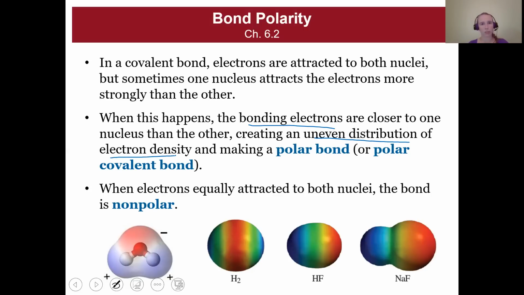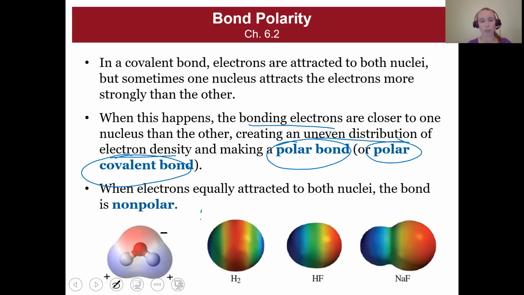Remember, we talked about electron density way back in chapter 3 when we started talking about the probability of where to find an electron. So that's basically the electron density, the probability of where you're going to find that electron. Now we have an uneven distribution of that probability, so the electron is more likely to be found closer to one nucleus than the other. It's not equally shared between the two. And this is what we call a polar bond or a polar covalent bond. Both terms will be used interchangeably.